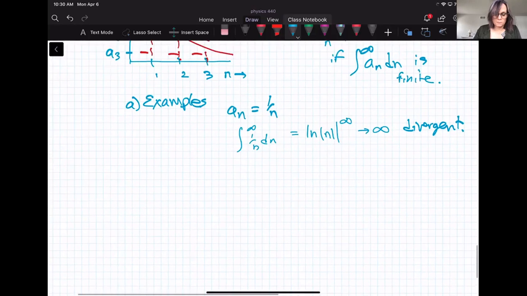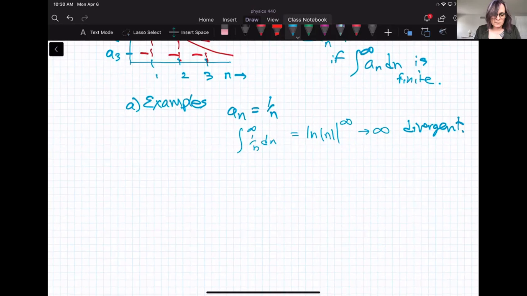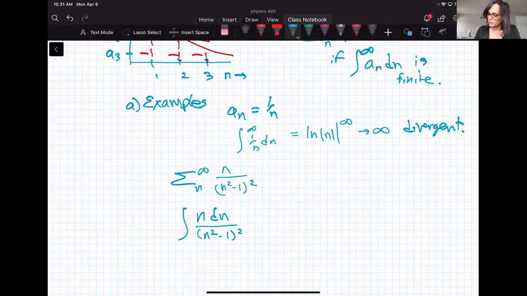Another example, let's look at which one to use. The sum of n over n squared minus 1 squared. Okay. So here, we translate that into an integral, n dn over n squared minus 1 squared.